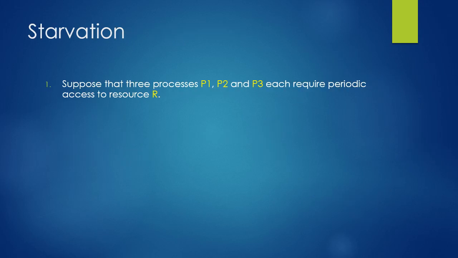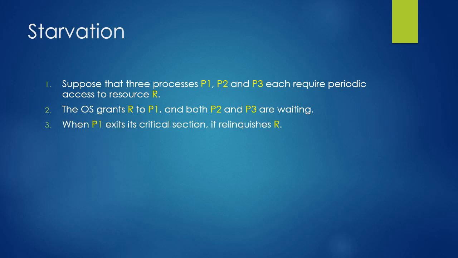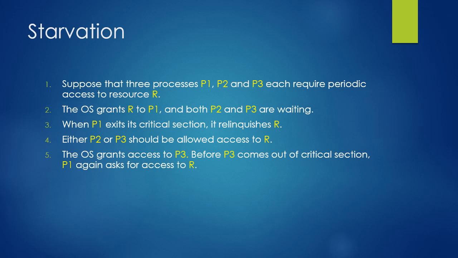Starvation. Suppose that three processes P1, P2 and P3 each require periodic access to resource R. The OS grants R to P1 and both P2 and P3 are waiting. When P1 exits its critical section, it relinquishes R. Either P2 or P3 should be allowed access to R. The OS grants access to P3.